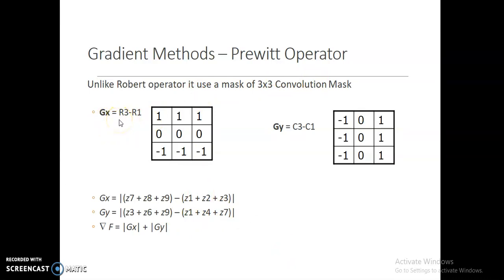Gx is computed as R3 minus R1. So R3, this is the R3. R3 is Z7, Z8, Z9, out of Z1, Z2, Z3, Z4, Z5, Z6, Z7, Z8, Z9. So Z7 plus Z8 plus Z9 minus Z1 plus Z2 plus Z3. Similarly for Gy, C3 minus C1 means this minus this. So we write it as Z3 plus Z6 plus Z9 minus Z1 plus Z4 plus Z7, and compute the magnitude as mod Gx plus mod Gy.